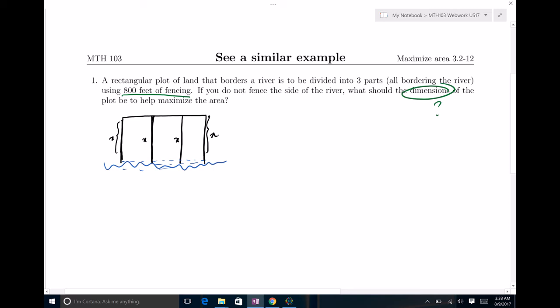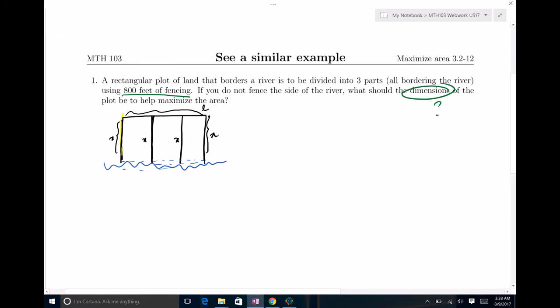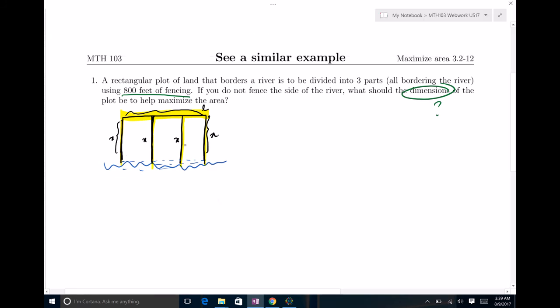There's one more side that I need to fence. That's this side on top. I'm going to call this side L. Now I know that I have 800 feet of fencing to fence this part, this part, this part, this part, and this part. So I'm just going to count all of those parts and write an equation. You'll see that there's X 4 times, so that's 4 times X, plus there's L 1 time. 4X plus L will equal 800, since that's the amount of fencing that I'm given, 800 feet.